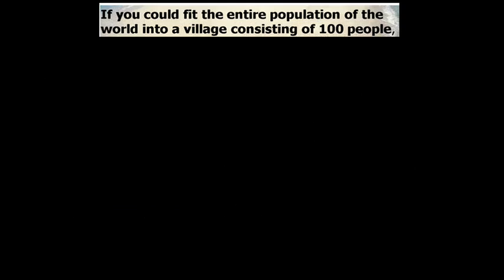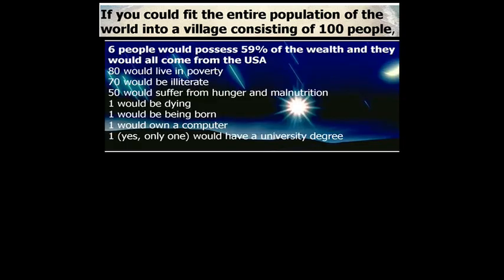So let's just look at some stats quickly. So if you could fit the entire population of the world into a village consisting of 100 people, 6 people would possess 59% of the wealth, and they would all come from the USA. 80 would live in poverty. 70 would be illiterate. 50 would suffer from hunger and malnutrition. 1 would be dying. 1 would be being born. 1 would own a computer. 1, yes, only 1 would have a university degree.